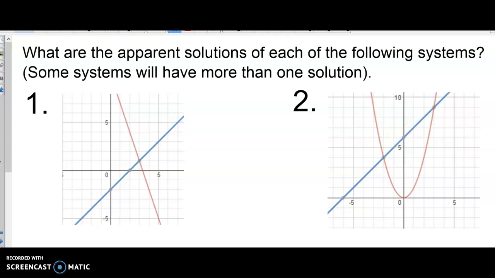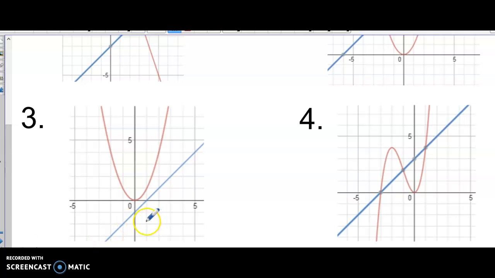If I look at some graphs that I already have and try to figure out what my apparent solutions are for them, I just simply look here, where does it intersect? So that's 1, 2, 3, 1. So 3, 1 would be the intersection here, apparent solutions. -2, 4. And over here would be 1, 2, 3, 9. So I have 2 apparent solutions for that one. If I look at this one, they don't ever cross, they don't ever touch, so I have no solution.